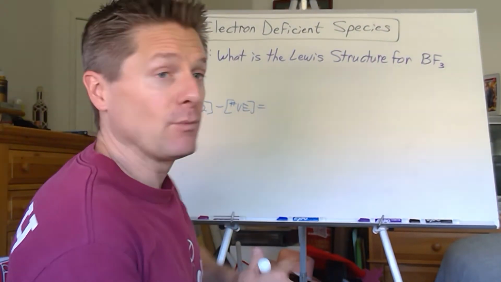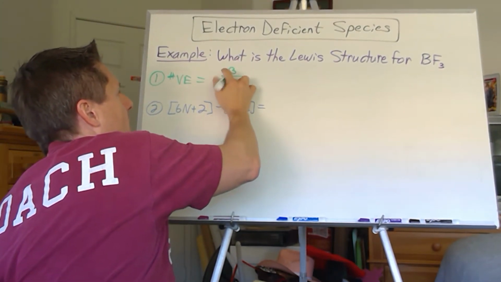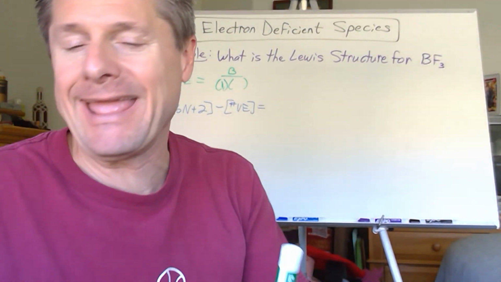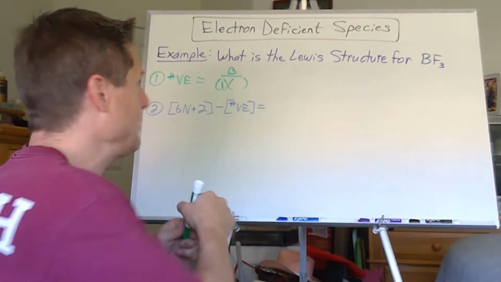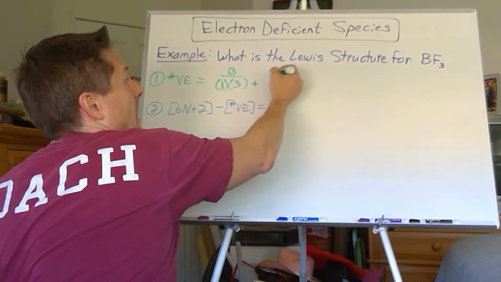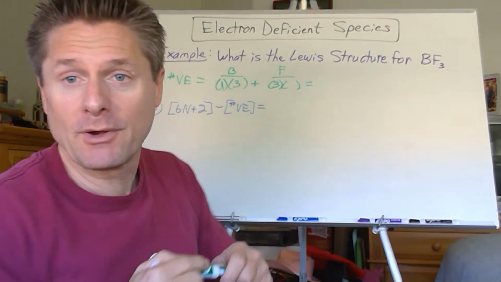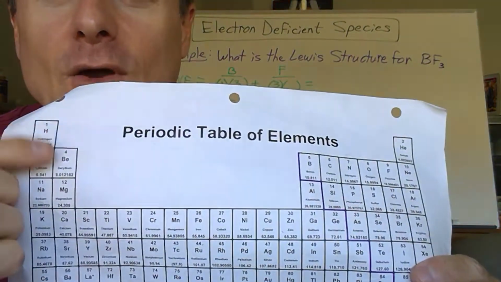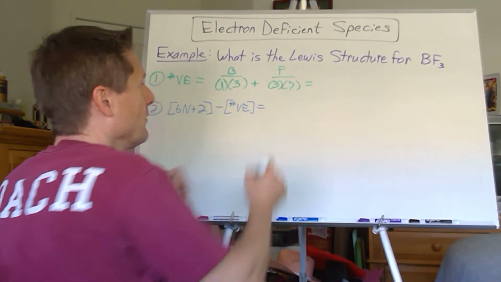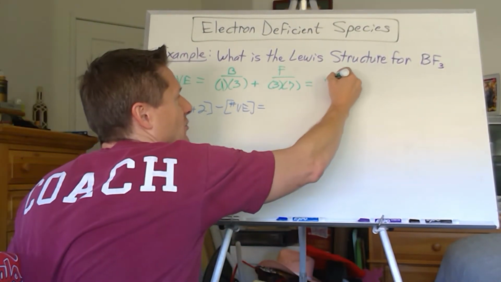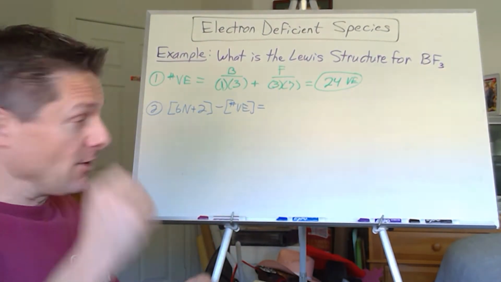Let's figure out the valence electrons. We got 1 boron. Whoa, we haven't had boron yet. So let's figure out how many valence electrons boron has. Boron, 1A, 2A, group 3A. So boron throws 3 into the pot. And then we've got 3 fluorines. It's neutral, so we don't have to subtract the charge. Subtracting 0 is nothing. Fluorine is a halogen, giving us 7. So 3 times 7 is 21, plus 3 would be 24. 24 valence electrons. There you go.